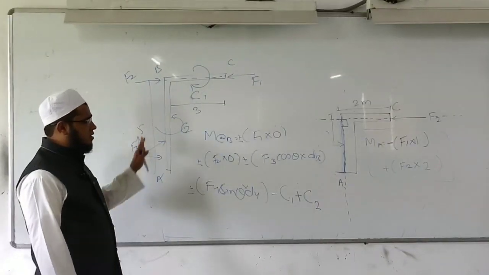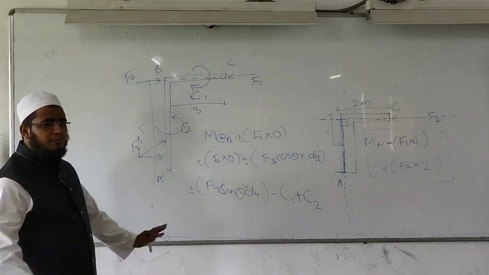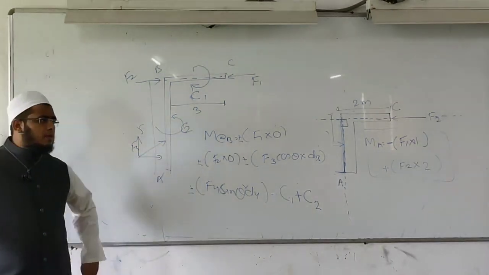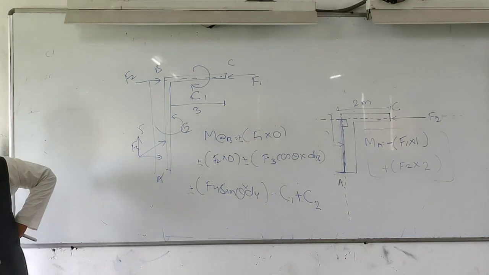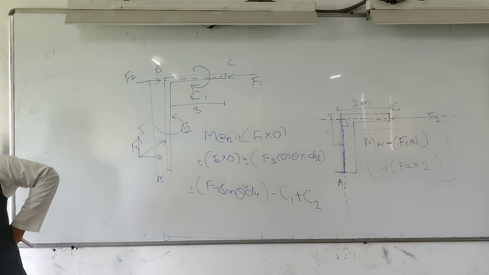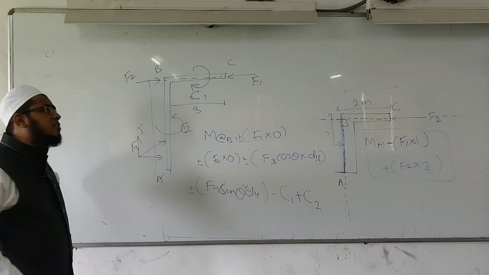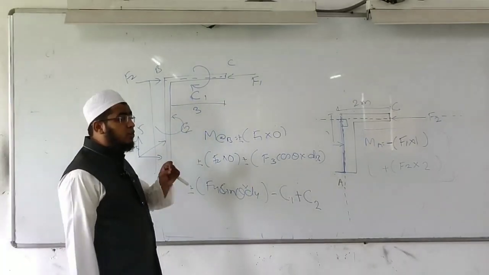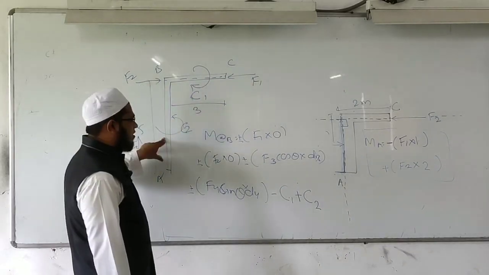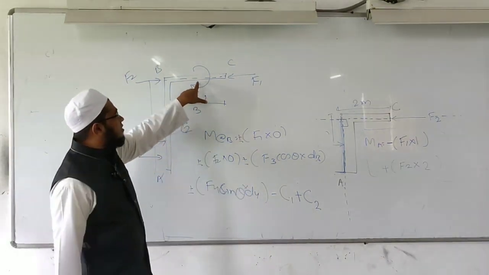Once the moment calculation is over, I will use Varignon's theorem. Couple is a free vector. The resultant of the couple is 0. We do not consider the linear effect of the couple. And the moment of the couple is independent of the distance. Independent of the distance is a very important point. It is a characteristic of the couple. Means this C1, whether I show it here or here or here, the effect doesn't change, because in the moment calculation we are not considering the location of this couple.